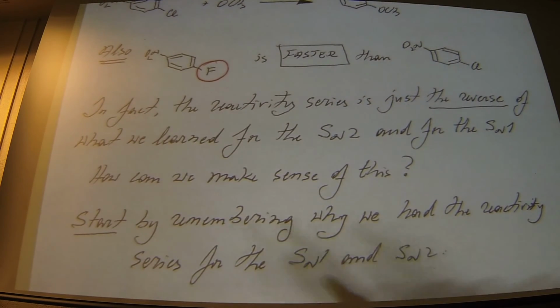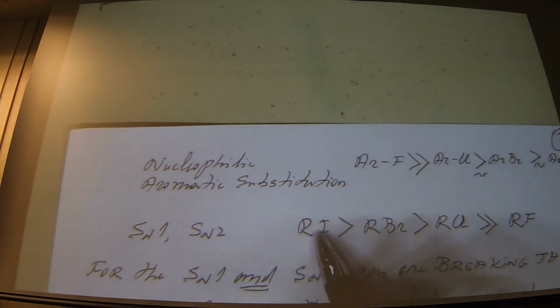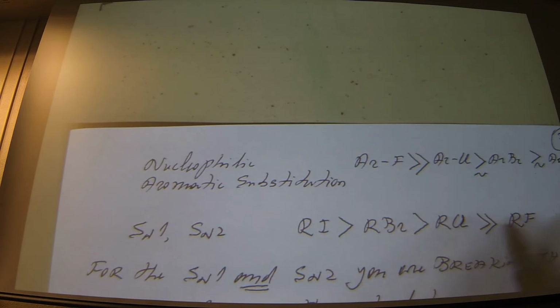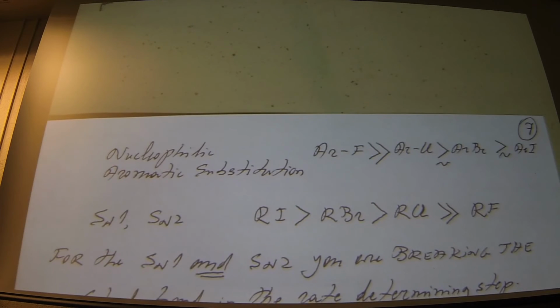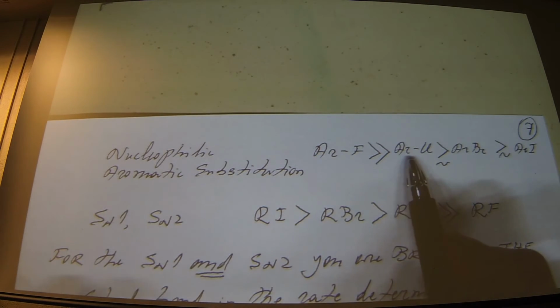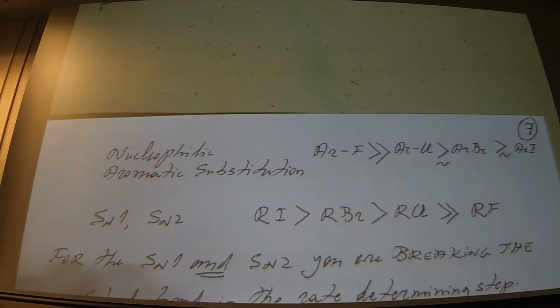So to figure this out, you need to remember why we have the reactivity series that we saw for the SN2 and for the SN1. And the reactivity series, you will recall, was that for SN1 and SN2, iodide faster than bromide, faster than chloride, much, much, much faster than fluoride. In fact, in most cases, alkyl fluorides don't react in SN1 or SN2 reactions. Here, it's just the opposite. Here, for the nucleophilic aromatic substitution, the fluoride is much faster than chloride, a little bit faster than bromide, a little bit faster than iodide.